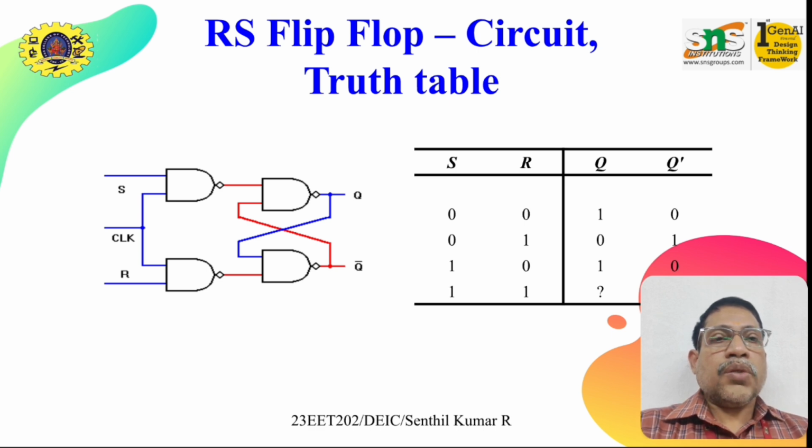This is the actual circuit diagram of an RS flip-flop, with the clock and 4 NAND gates. Again, the feedback path is there. Therefore, Qn, the present state, comes into the picture. Now let me see the operation of the RS flip-flop in detail.